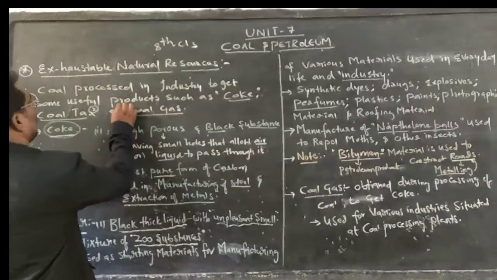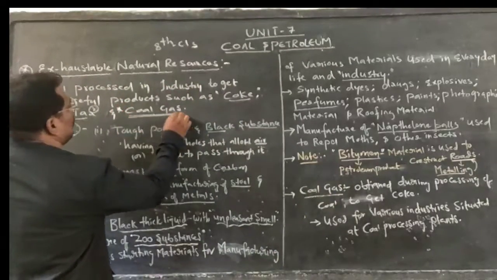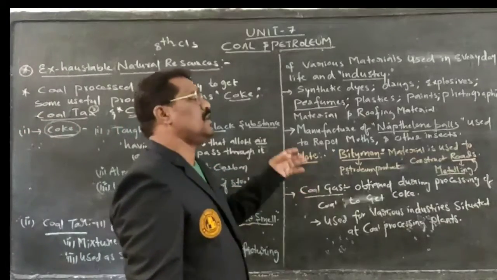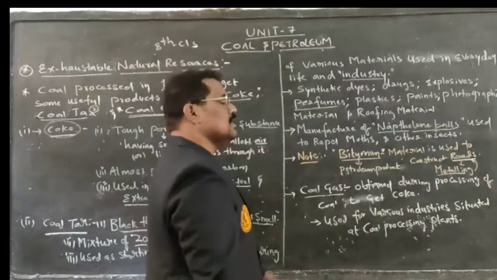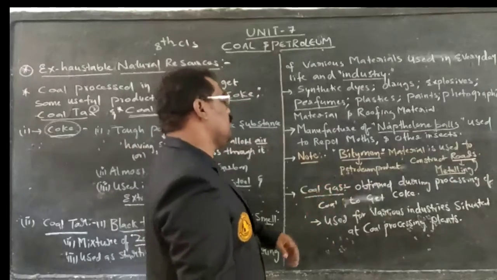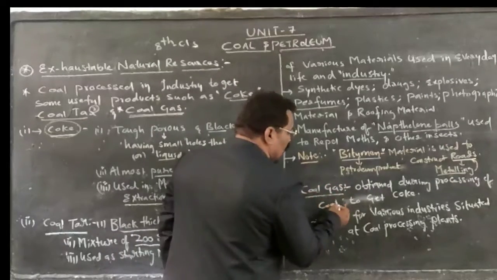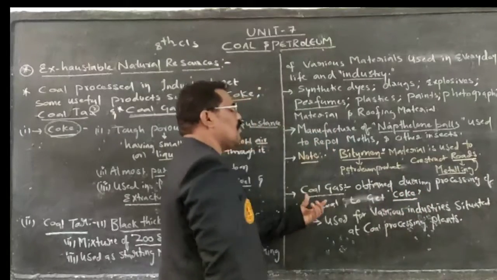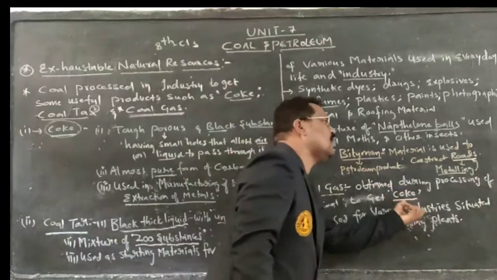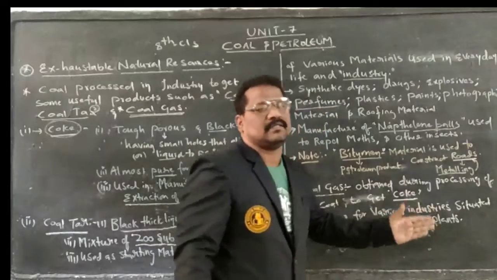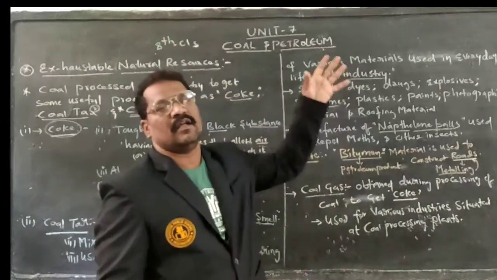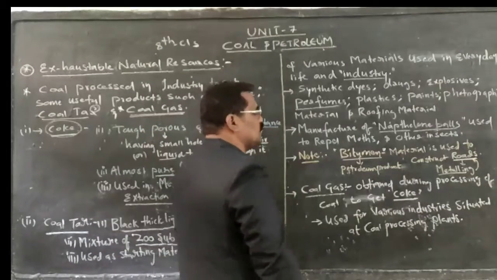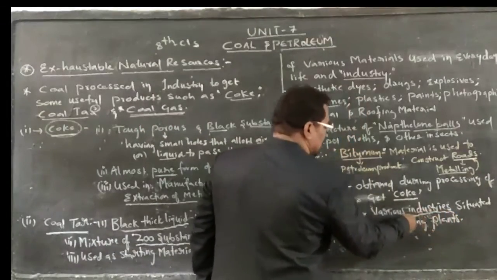The next one is coal gas. What is coal gas? How can we obtain it? This is obtained during the process of coal being converted to coke. By using coal, when we are manufacturing coke, in that process we obtain coal gas. This coal gas is used for various industries.